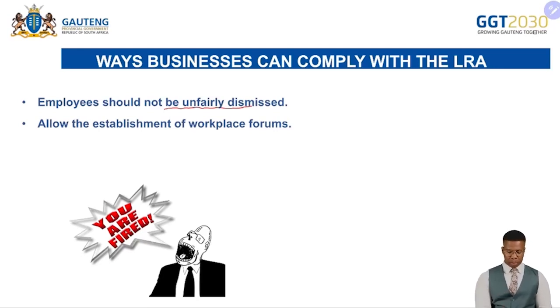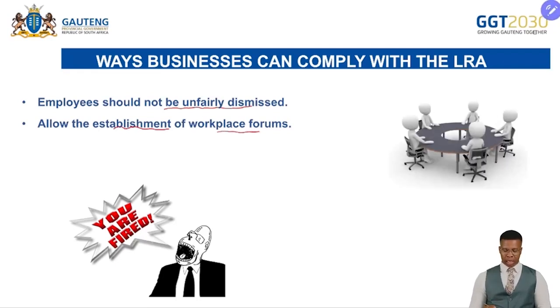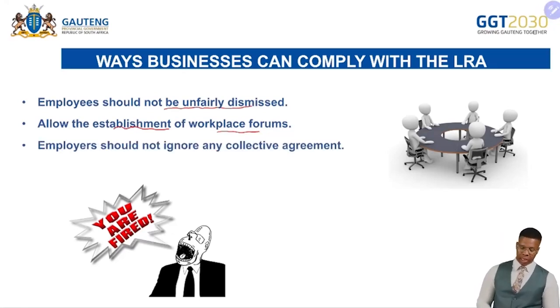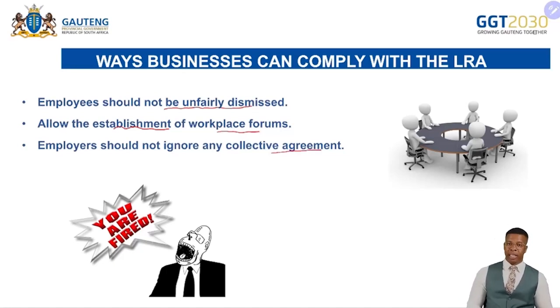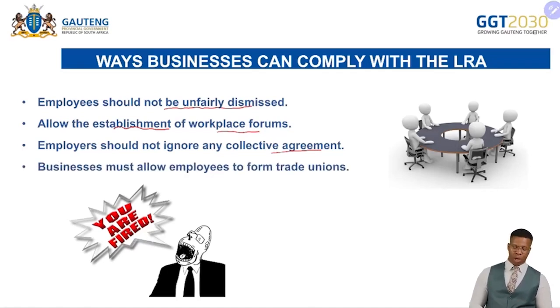So a way to comply is that they should allow establishment of workplace forums. Those would be individuals who facilitate the communication process between the management and employees of the business. And employers should not ignore any collective agreement that was agreed to by the trade unions, employees, together with the employer and the employer's organization. They should not ignore that. That would be their way of complying.